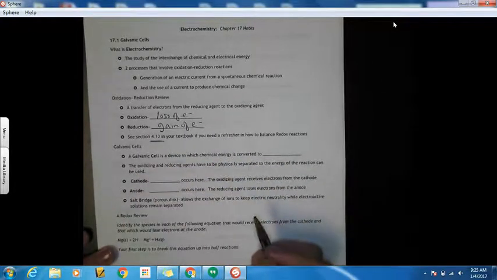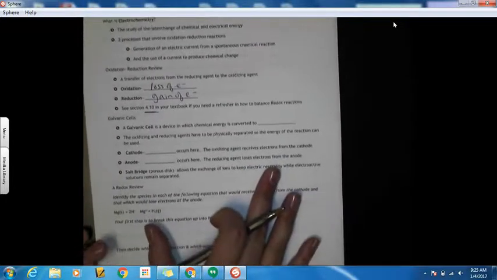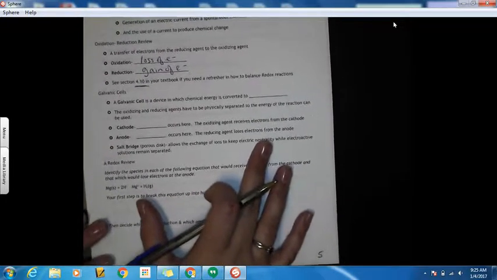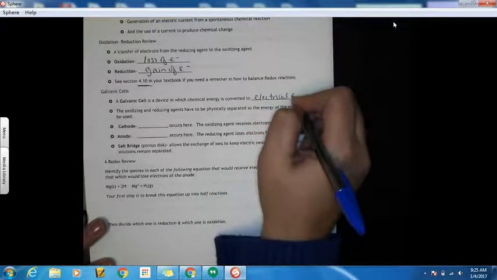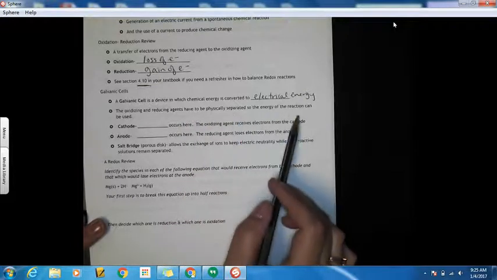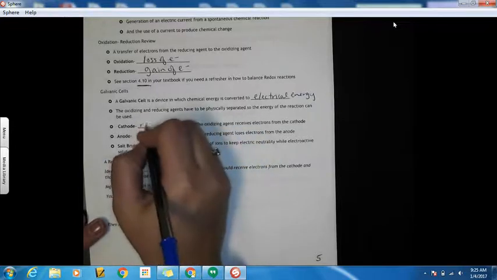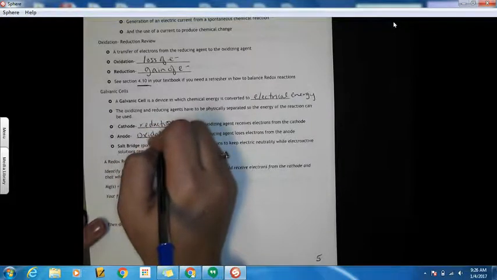in your textbook. So galvanic cells are devices in which chemical energy is converted to electrical energy, and this is basically a battery. Right? So the oxidizing and reducing agents have to be physically separated so the energy of the reaction can be used. So we have the cathode, which is where reduction occurs, and the anode, which is where oxidation occurs. One way to remember that is that cathode and reduction both start with consonants, and anode and oxidation both start with vowels.